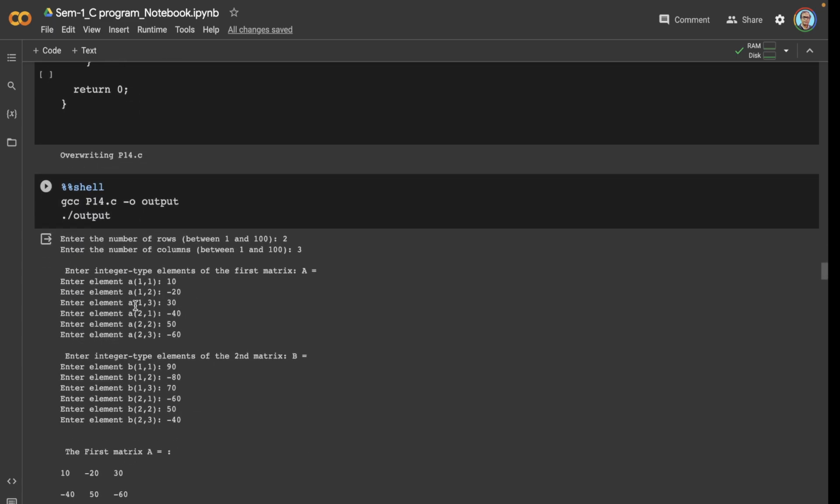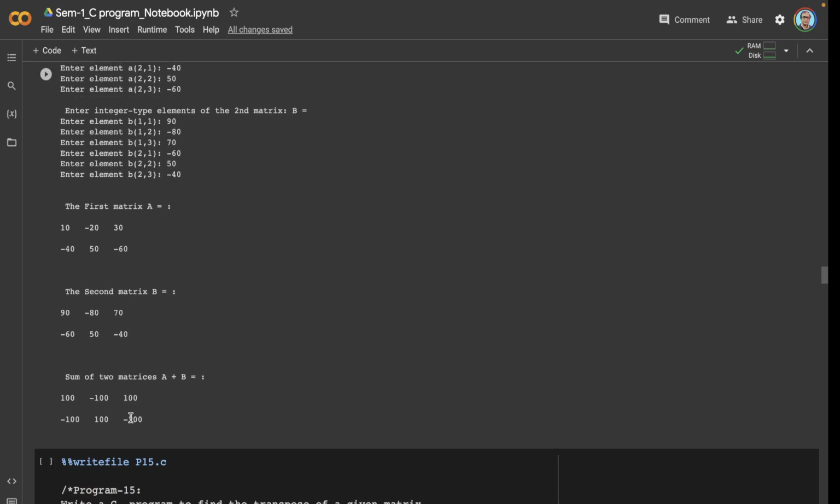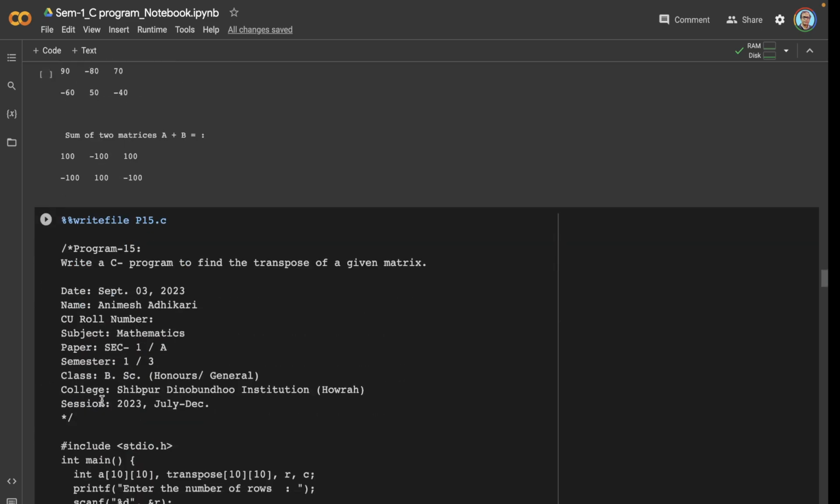So if we input here number of rows 2 and number of columns 3, we enter the elements a1 1 and so on this way, and we get the first matrix is this, second matrix is this, and output is the sum of the two matrices is this.